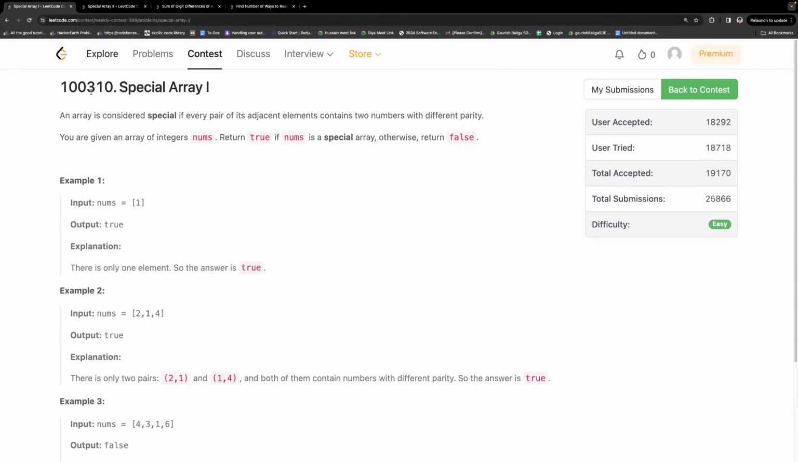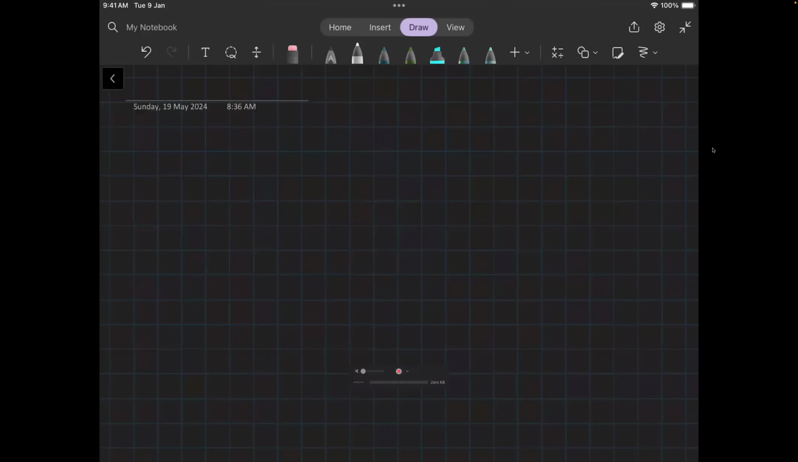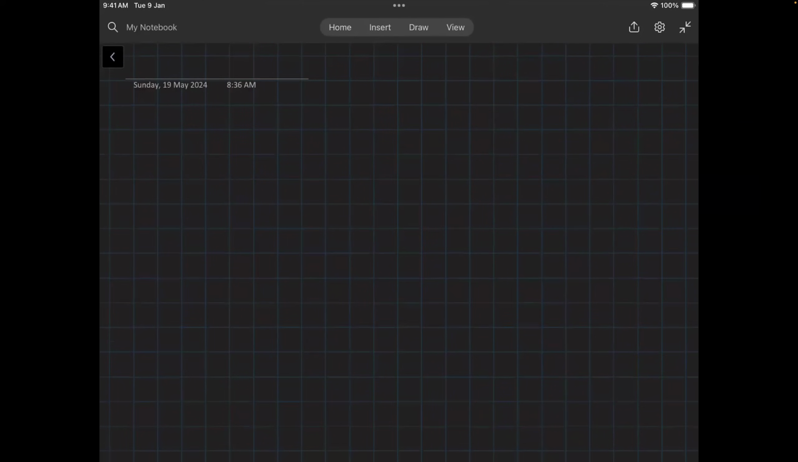Let's have a look. It's called Special Array 1. An array is considered special if every pair of its adjacent elements contains two numbers with different parity. You are given an array of integers nums. Return true if nums is a special array, otherwise return false. Okay, guys. So this is a very straightforward problem, right? You are given an array, and what do you need to check?